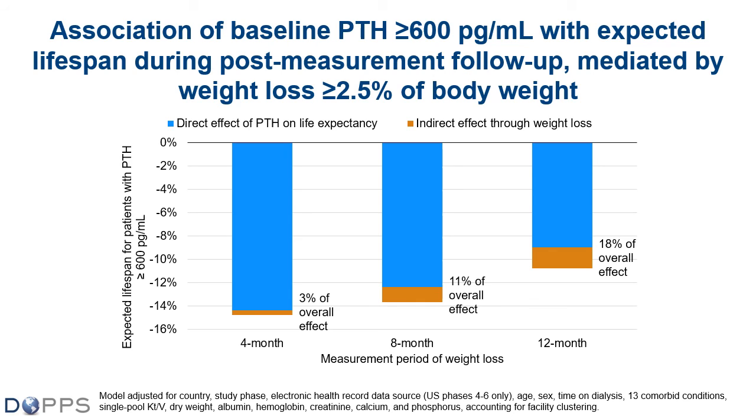When we tested 4-month weight changes as a mediator between PTH and mortality, patients with PTH levels over 600 had 15% shorter lifespan, and 3% of this effect was mediated through weight loss. When we modeled percent weight change during 8 months, patients with PTH levels over 600 had 14% shorter lifespan, and 11% of this effect was mediated through weight loss. These findings suggest that weight loss due to high PTH is gradual, and the indirect effect of PTH on mortality mediated through weight loss accumulates over time.